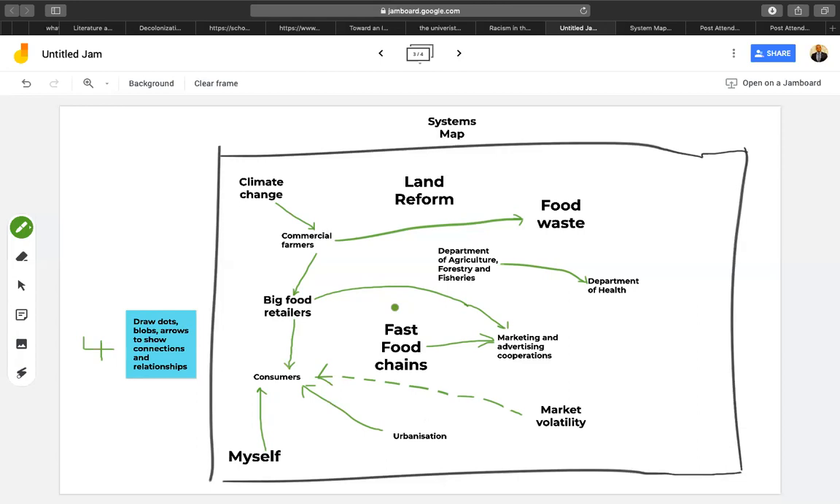This is a really simplified version of a systems map. And I hope this short demo has opened your imagination to what is possible with systems mapping. I wish you luck as you create your own systems map.